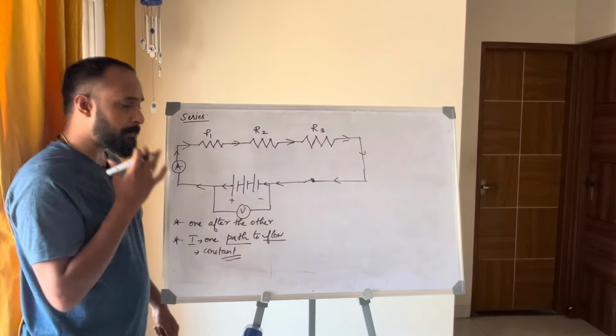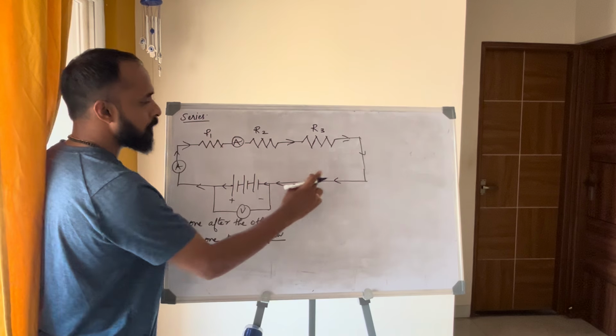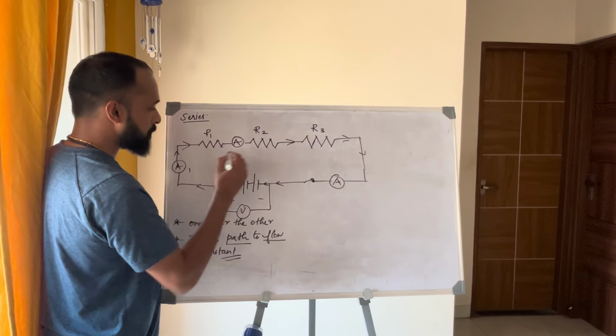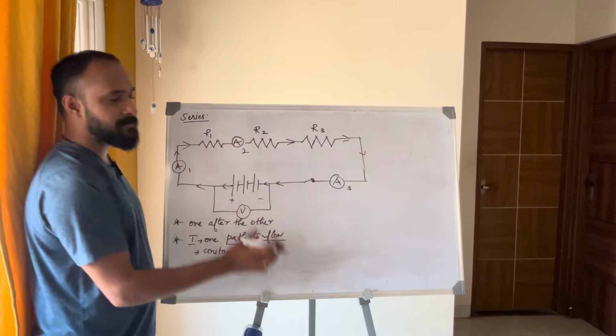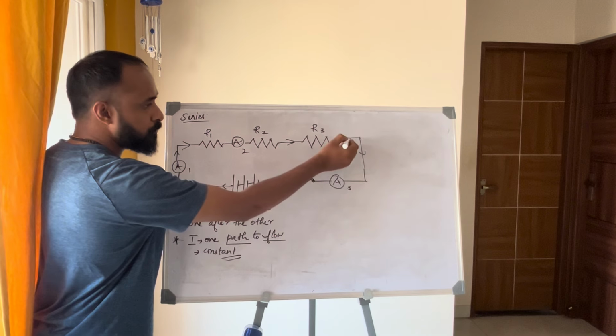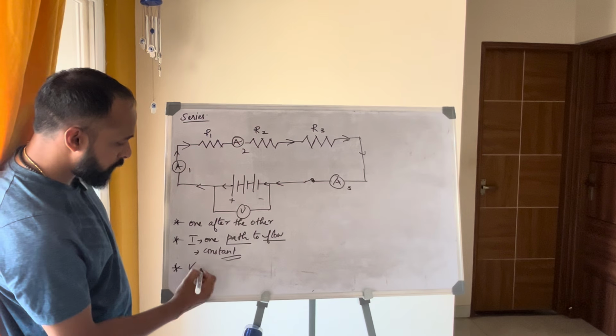That's it. So it doesn't matter whether I have an ammeter here, or here, or here. It doesn't matter where I have it, all the three ammeters will give me the same current reading because current has exactly only one path to flow. Clear?